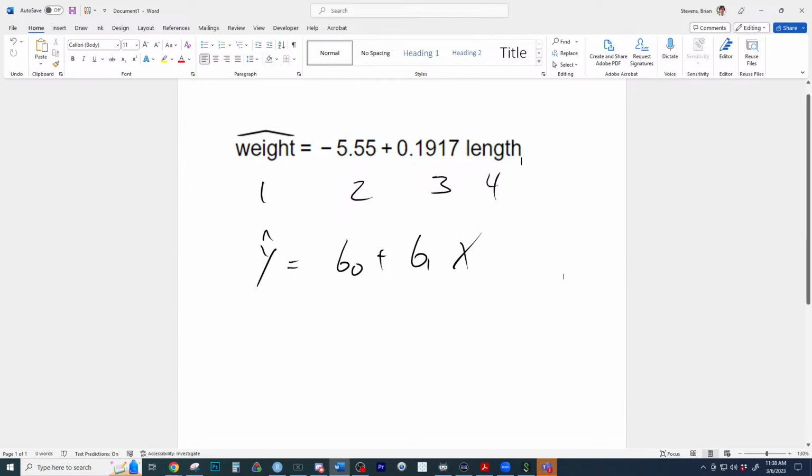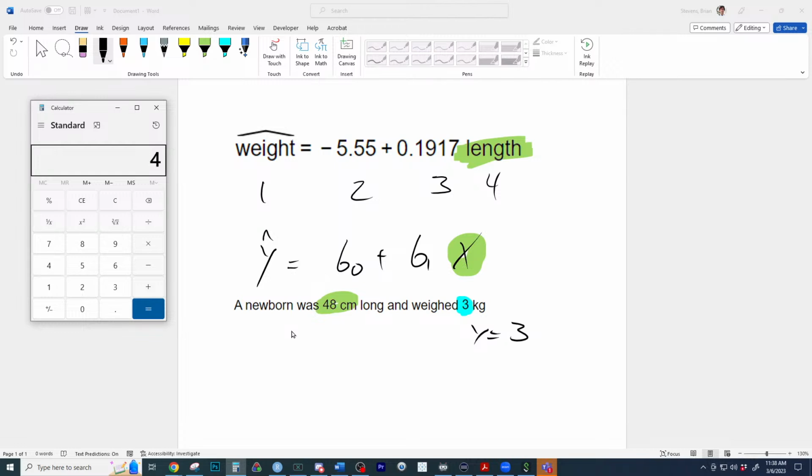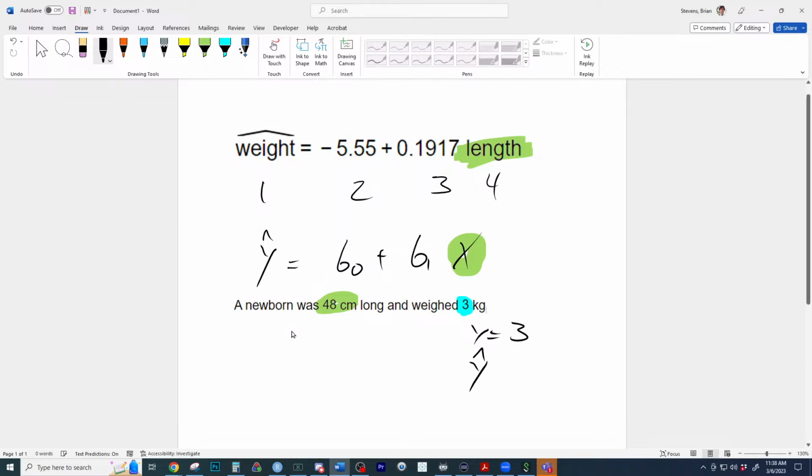So it really comes down to notation with a lot of these. The vast majority of problems in this chapter are knowing your notation. A newborn baby was 48 centimeters long and weighed 3 kilograms. So that's the y value. Now we have to solve for the predicted. Let's put in 48 times 0.197 and then subtract 5.55. So y hat is 5.1.